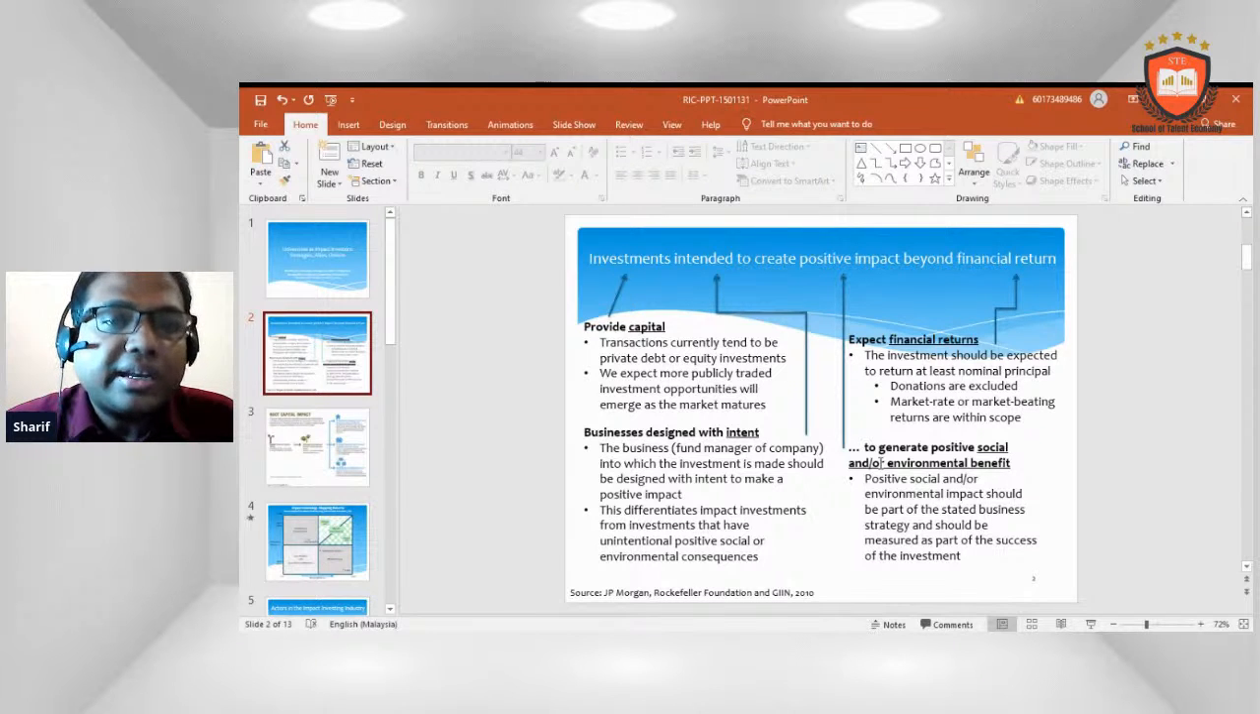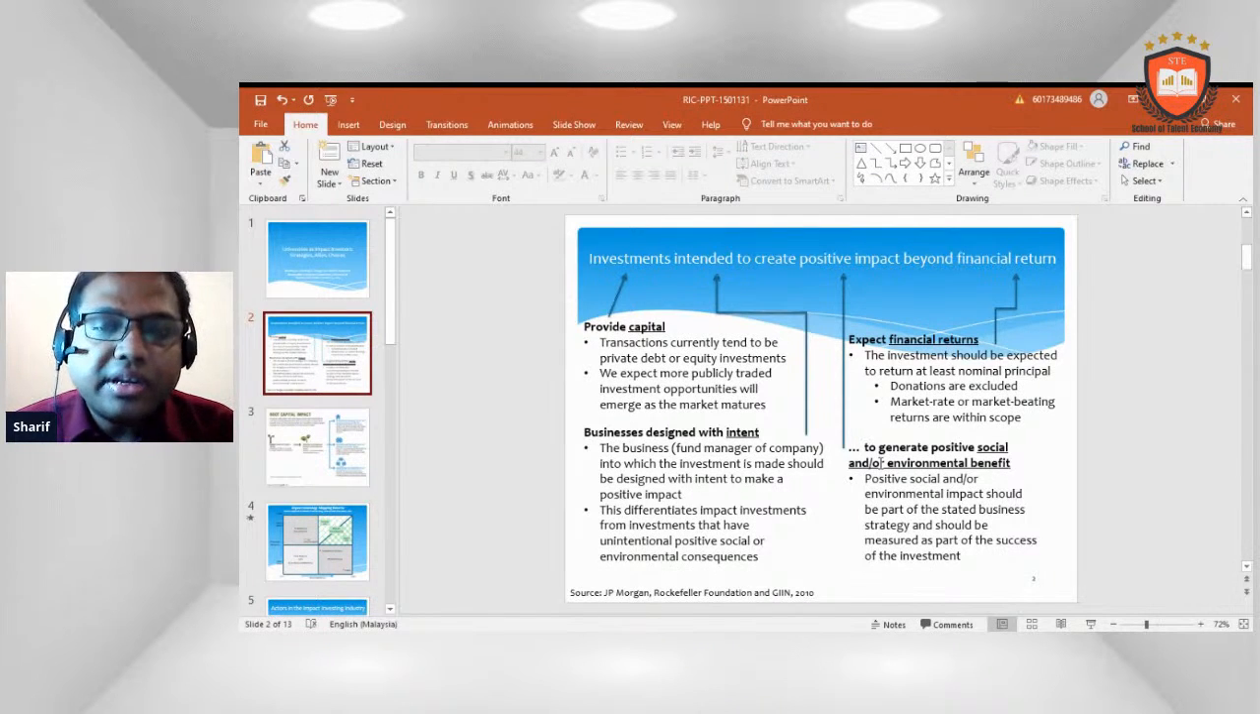Business design with intent. The business, fund manager, or company into which the investment is made should be designed with intent to make a positive impact. This differentiates impact investment from investments that have unintentional positive social or environmental consequences.